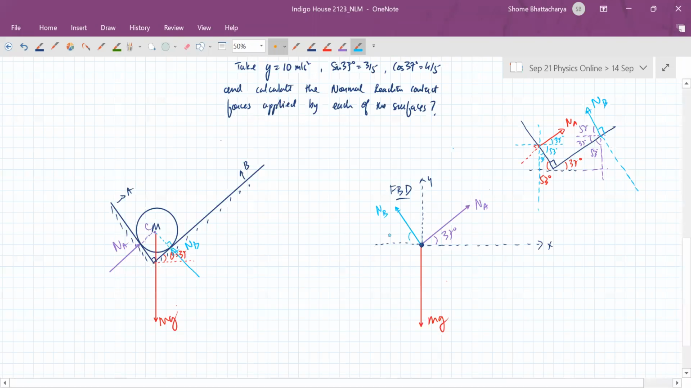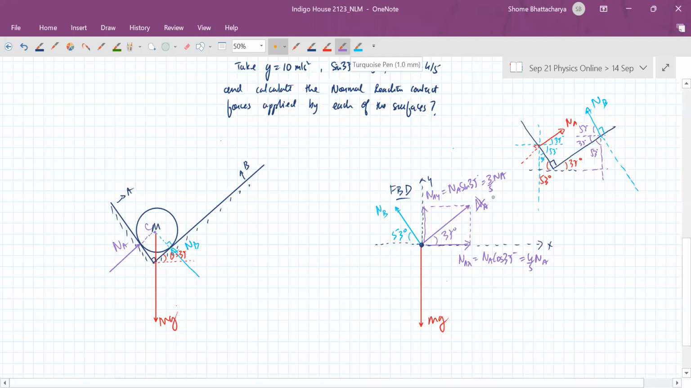So this angle here will be 53 degrees. Okay, so angles are clear, I hope. So now the only thing left is the resolution. Here itself, I'm going to divide this into components. So Na's X component will become Na cos 37, so 4 by 5 Na. And Y component will become Na sin 37, so 3 by 5 Na.